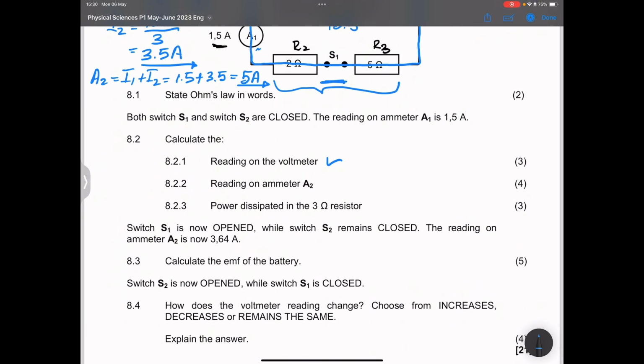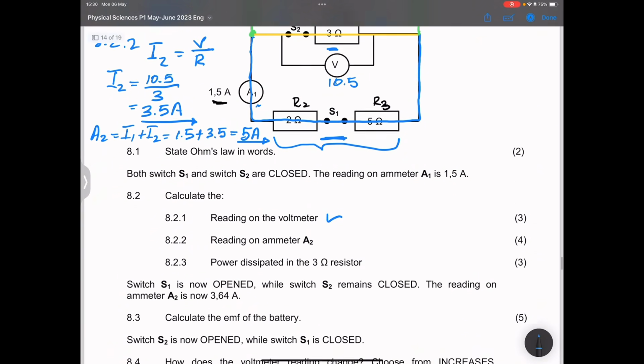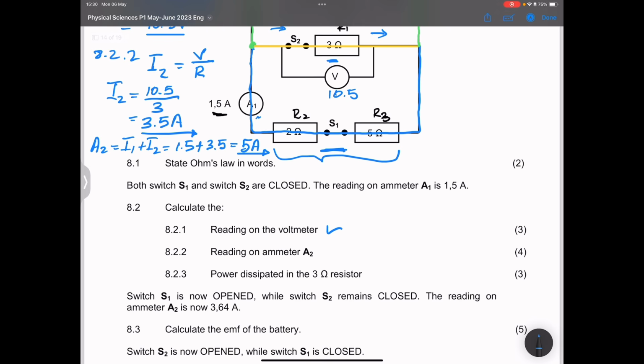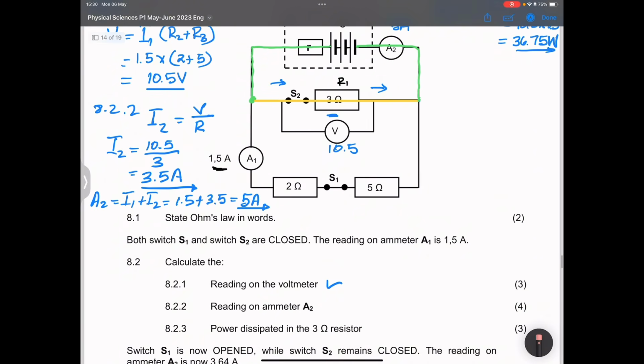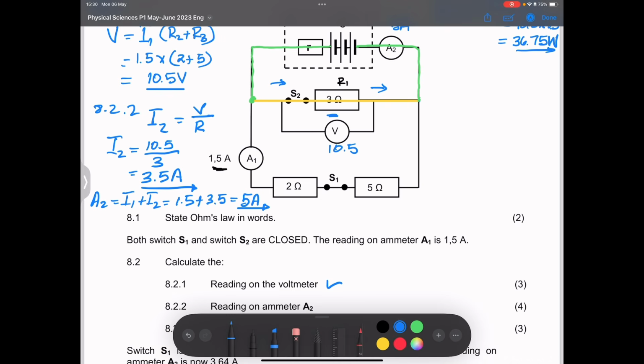So now the next question, they say switch S1 is now open. Now, ladies and gents, if I open switch S1, please listen very carefully. The moment I open switch S1, it means this entire part of the circuit is going to be non-existent. It's going to be removed, because there's no current flowing there.